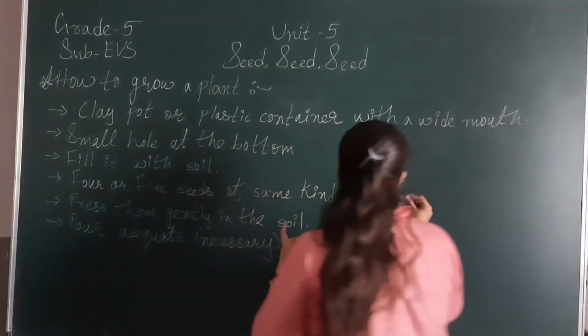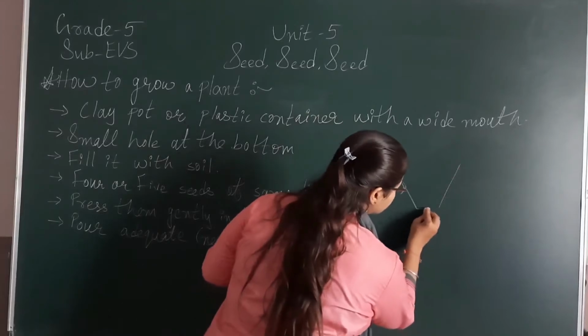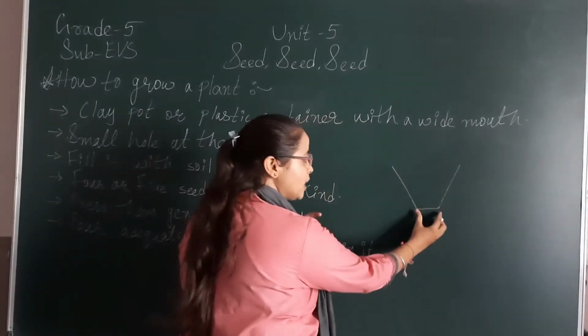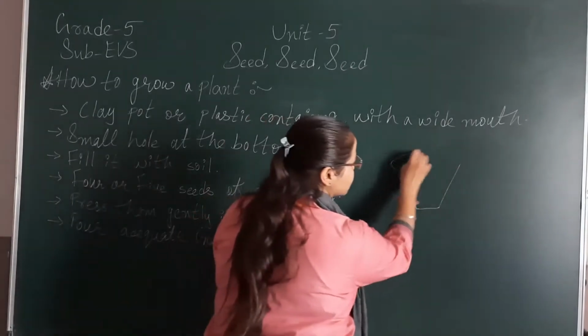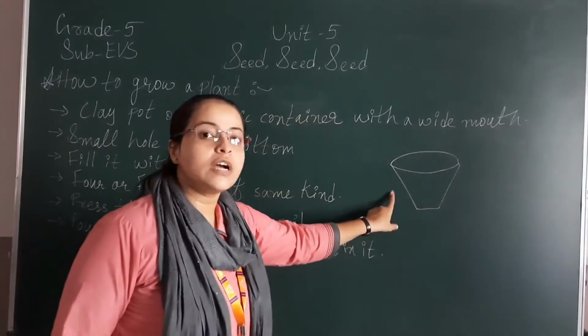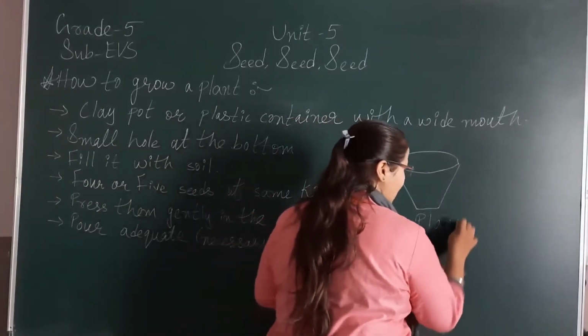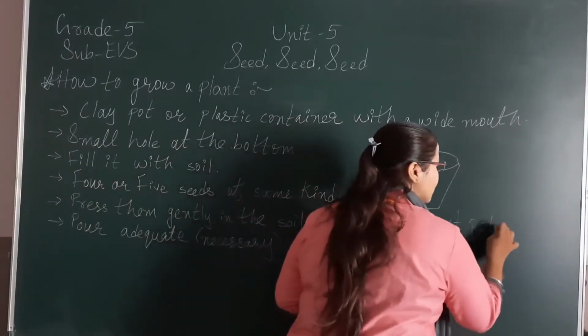Wide mouth का मतलब क्या है? देखो बेटा, like this. The shape should be like this. जो उसका नीचे का part है, that should be narrow, but the upper part should be broad. This is a picture of the plant pot. हम इसको क्या बोल सकते हैं? Plant pot. यानी हम लोग plants grow करने के लिए ये pot का use करते हैं.